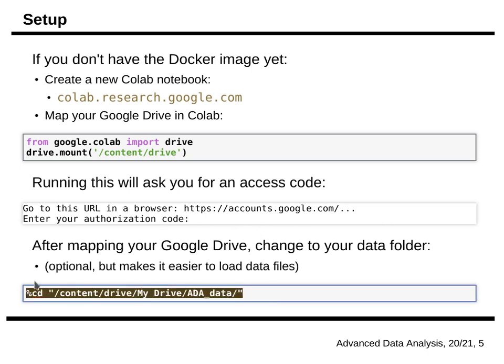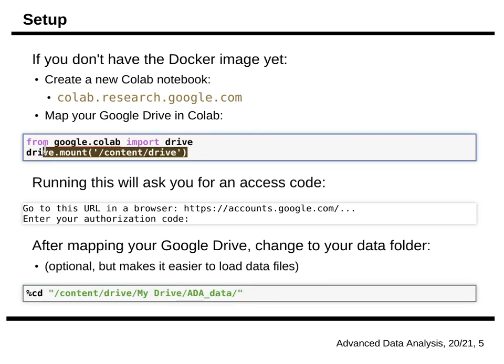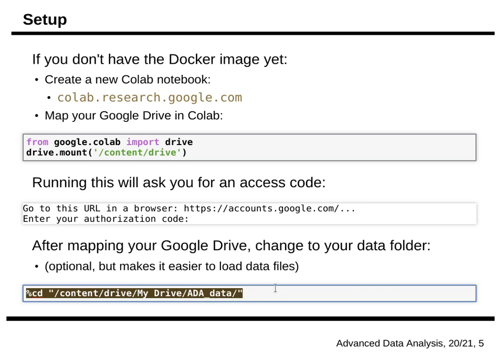Afterwards, you can change to the folder where you're going to keep your data. For example, if you follow this recipe and you create an ADA-Data folder with this name in the root of your Google Drive to store your data files, then this would be the command to change to that folder. And from here on, if you put the data files into this particular folder, then you can access them easily from your notebook just using the file name.